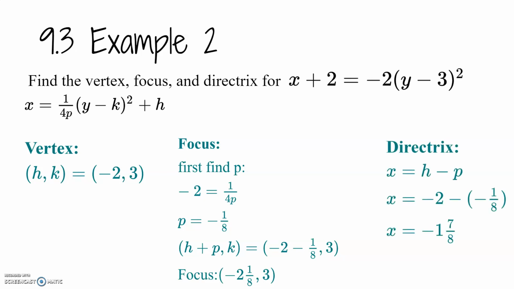The directrix would be a vertical line, so I would expect it to be x equals a number. And the directrix is going to be to the right of the vertex. That's why we're taking the x coordinate and subtracting a negative number. So we end up adding 1/8 to that x coordinate. So it's negative 1 and 7/8, or negative 15/8. Again, an improper fraction would be fine.